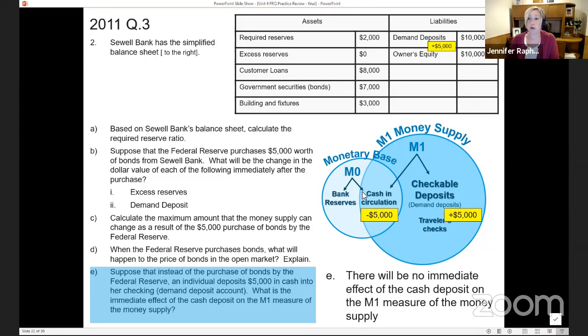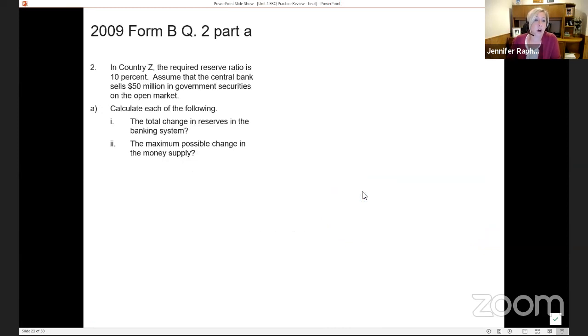All right, so hopefully going through that really systematically and explaining some of those elements or nuances of how to use a balance sheet will help you for any kind of balance sheet question that you face. We're going to go through and do another one. Okay, so this is from 2009 Form B, it's question 2. I'm only going to do part A because that's the only balance sheet part of the question.